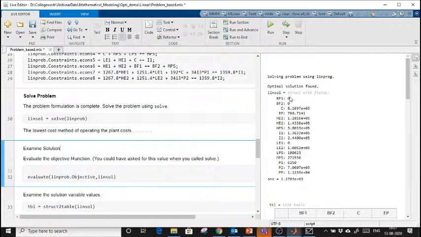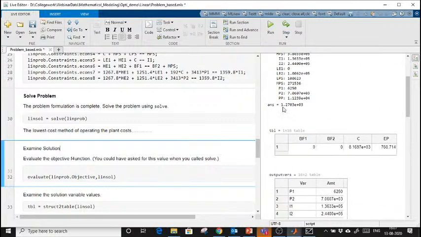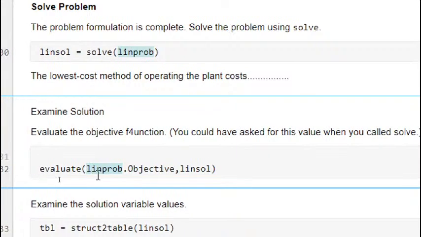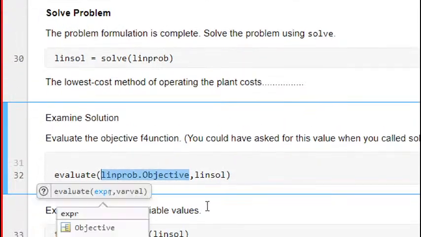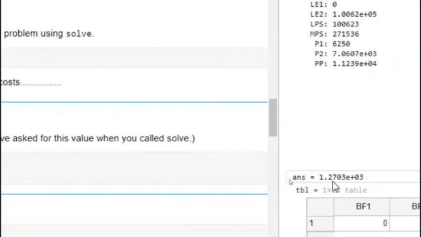My first chemical value will be 0, second chemical value will be 0, third chemical which I mix, the optimized value is 8.1697 into 10 to the power 3. So all 16 chemicals are executed and they are optimized. On these values, the minimum price of my plant will be 1.2703 into 10 to the power 3. That is the solution. To execute the solution, we use evaluate, and these are my objectives, lean prop, and this is the solution. It will be executed and you will get the price like this.